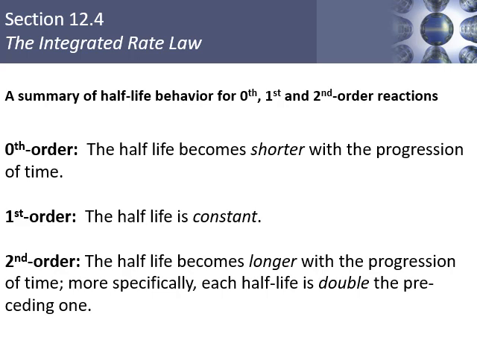So for zero order, the half-life gets shorter the longer you run the reaction. First order, the half-life is constant, and that includes radioactive decay. So radioactive decay is constant. And then for second order, it gets longer, specifically, every new half-life is going to be twice as long as the previous one. Okay, next slide.